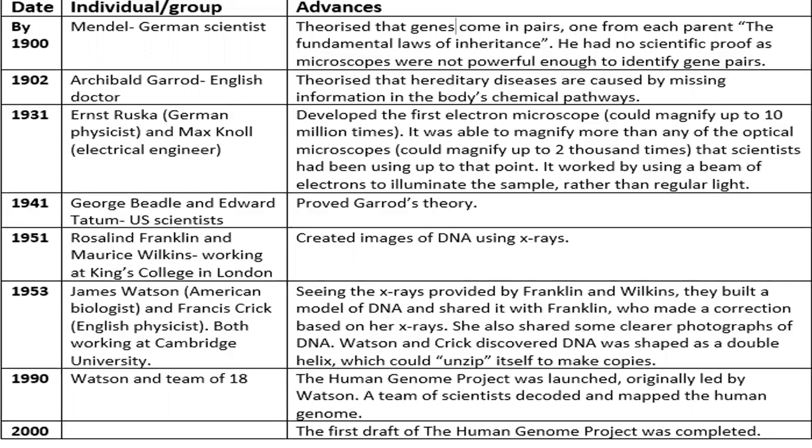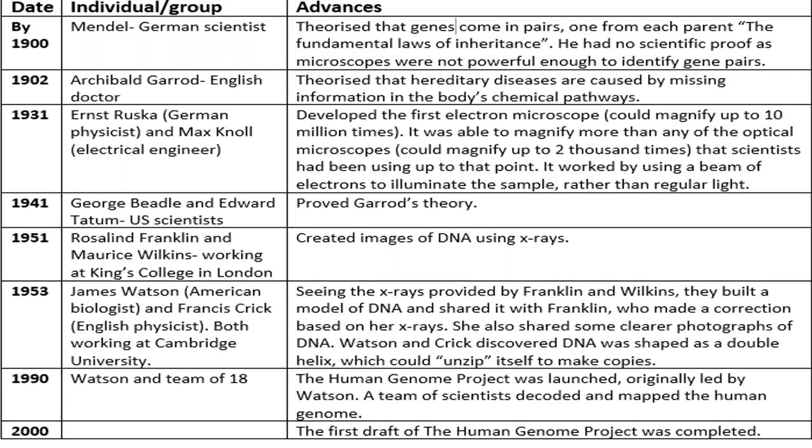So you've got Mendel in 1900, who was a German scientist that said that genes came in pairs, one from each parent, and this was the fundamental laws of inheritance. However, he didn't have any scientific proof at this stage because microscopes weren't powerful enough to identify genetic pairs. So Mendel's theory was purely just that. It was an idea at this stage.